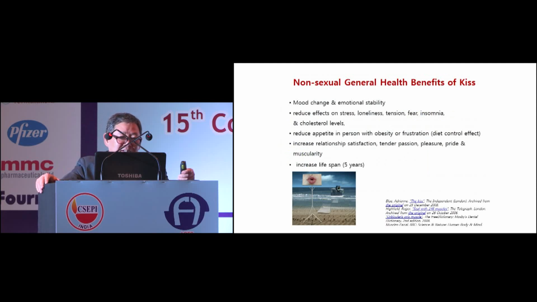Additionally, we can find a lot of non-sexual general health benefits from a kiss: mood change and emotional stability, reduced effect of stress, loneliness, tension, fear, insomnia, and cholesterol levels, reduced appetite, obesity and prostration, and increased relationship satisfaction, tender passion, pleasure, pride, and masculinity. Eventually, we can find increased life longevity.